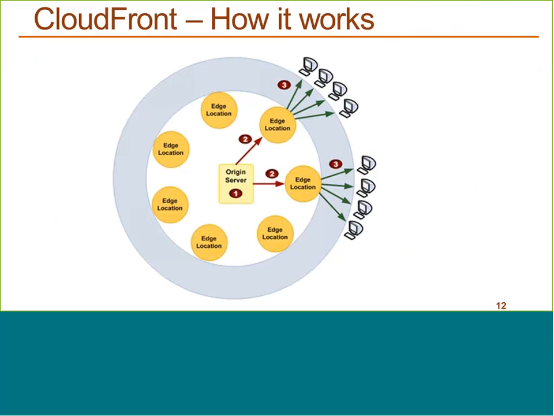Okay. So here's a pictorial representation of CloudFront. You see that the origin server is shown in the middle, and around that there are a bunch of edge locations. Depending on where the user is geographically, the content will be served from a different edge location, more suited for that particular user.